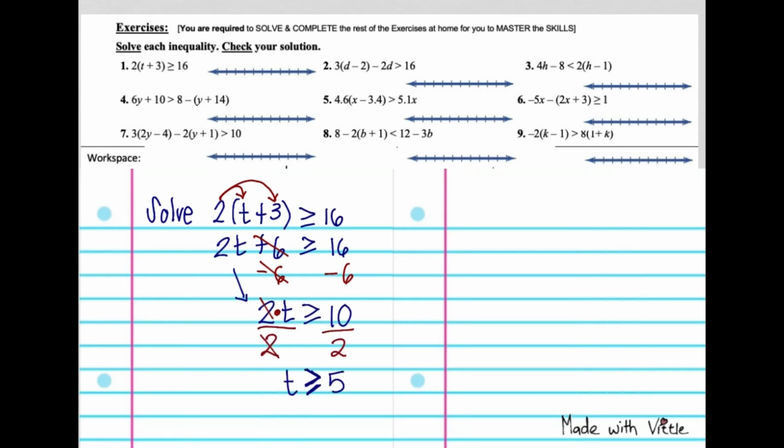Our answer is t greater than or equal to 5. No need to reverse because we're not dividing by a negative number this time. So you're going to keep the same symbol. Plot the point, which is going to be on top of 5. It's greater than or equal to, therefore the circle should be shaded and everything to the right.